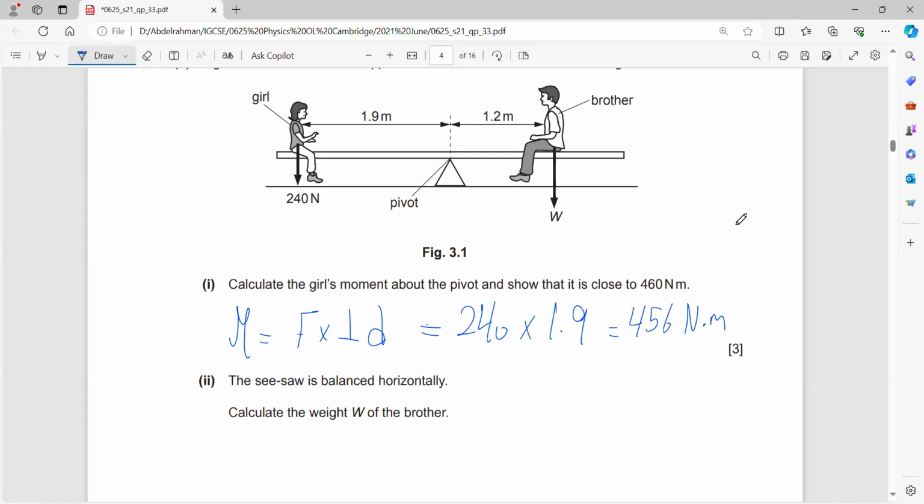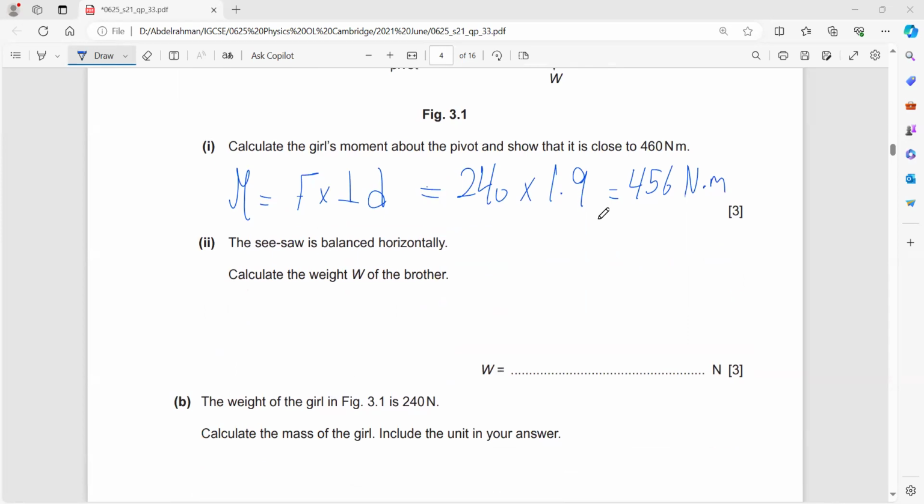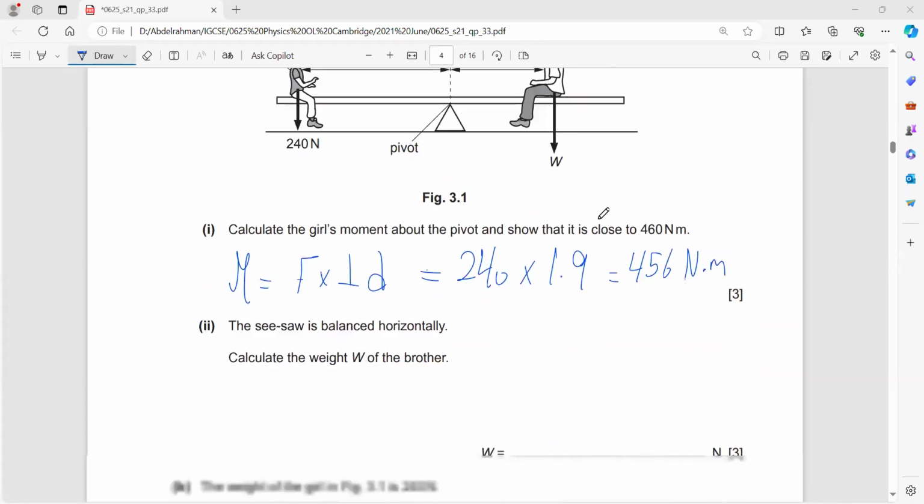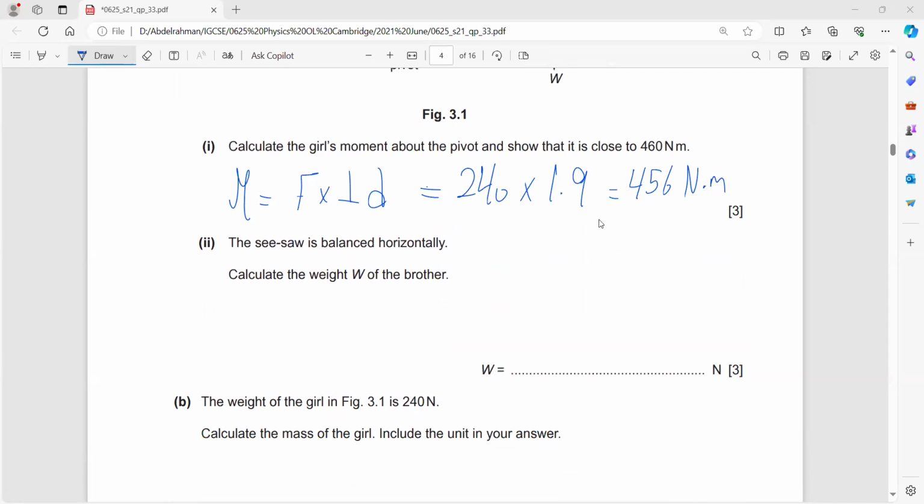Now the seesaw is balanced. Calculate the weight of the brother. How can I calculate the weight of the brother? What's your question? Where did we get 1.9 from? It's the distance between the girl and the pivot. If it's balanced horizontally, we would say clockwise equals anti-clockwise. Clockwise moment equals anti-clockwise moment.